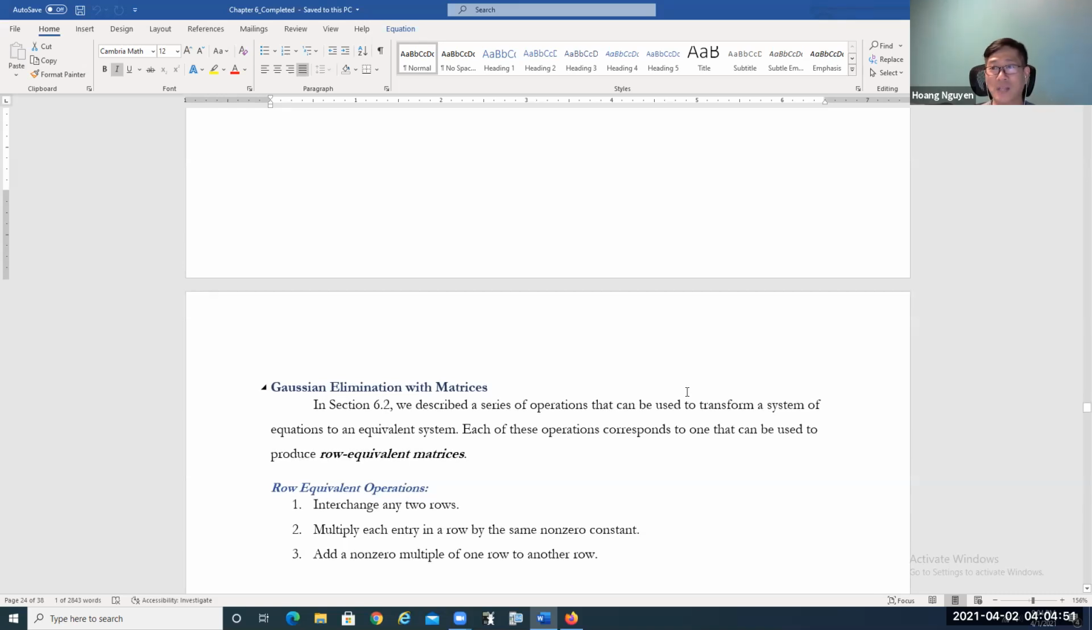We're going to take a look at Gaussian elimination methods. We actually used Gaussian elimination in the previous sections, 6.1 and 6.2. In 6.2, we talked about Gaussian elimination methods. Now in 6.3, we use the ideas of Gaussian elimination, but apply them with matrices. In section 6.2, we described a series of operations that can be used to transform a system of equations into an equivalent system.